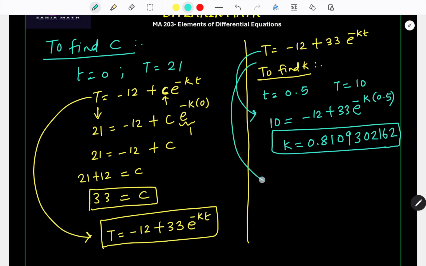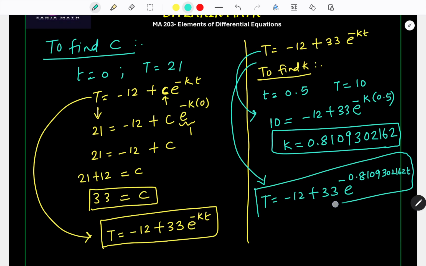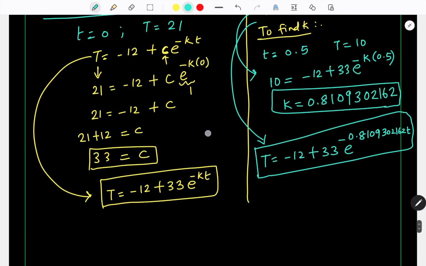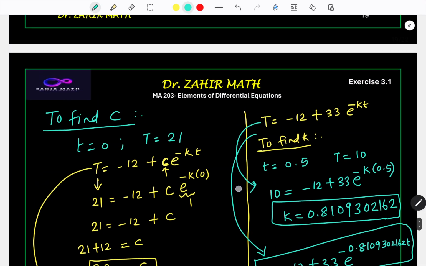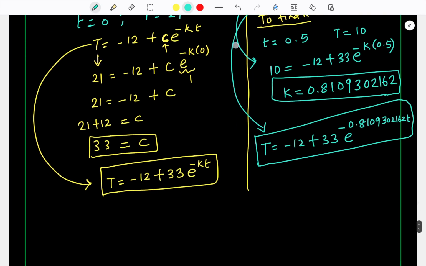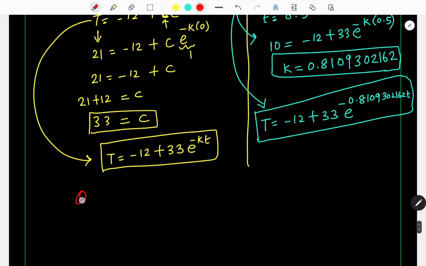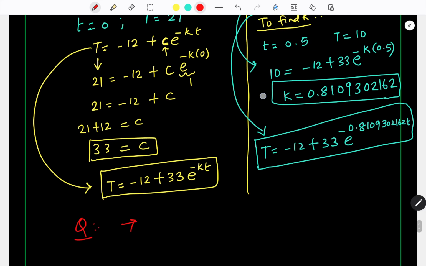Go back to the equation again: T equals minus 12 plus 33 e power minus 0.8109302162t. So this is your solution, right? Now we got the value of K and the value of C, everything. Now we go to the questions. Let us go for the first question.